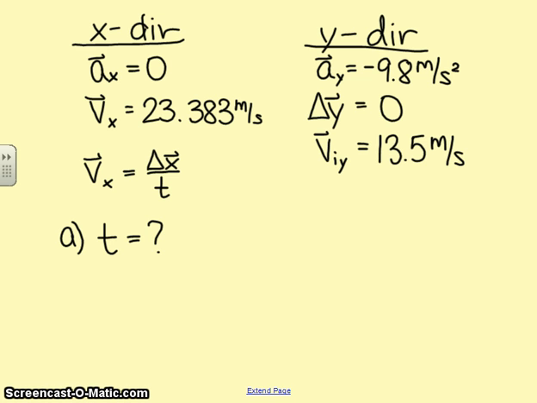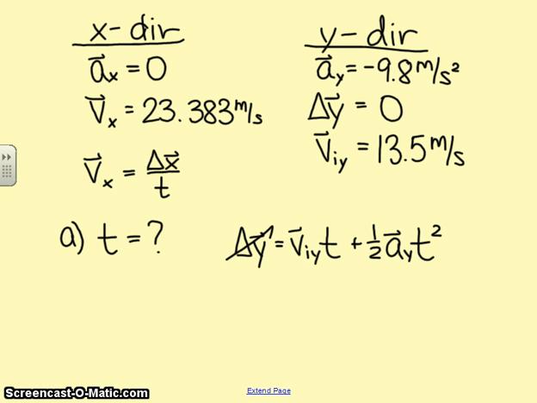Based on the information I know in the y direction, the piece of information I'm missing is v final. So I want to pick an equation that doesn't have v final in it. Delta y equals v_iy t plus 1/2 a_y t squared.